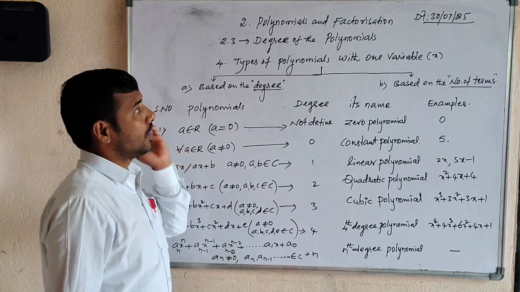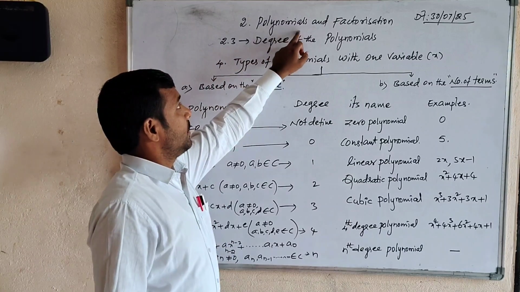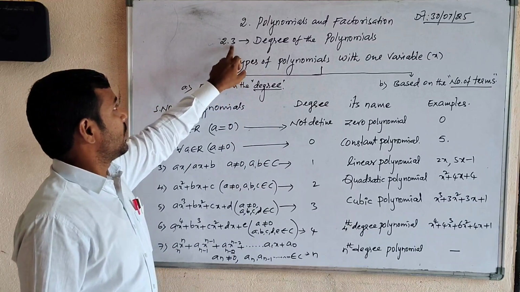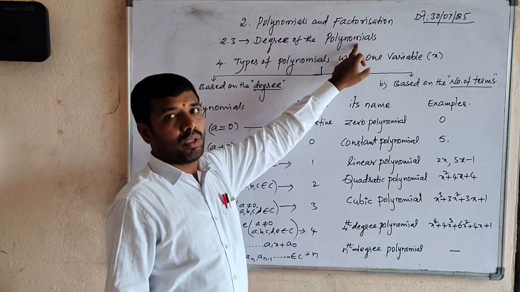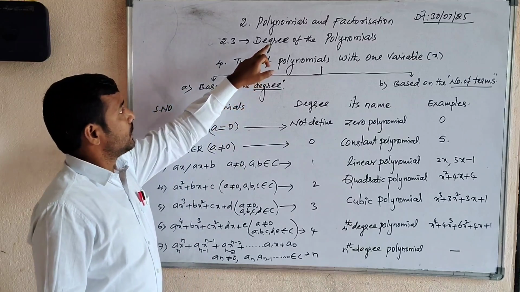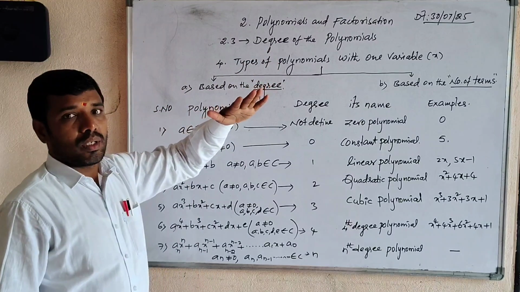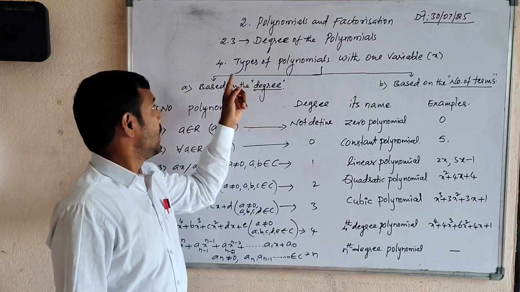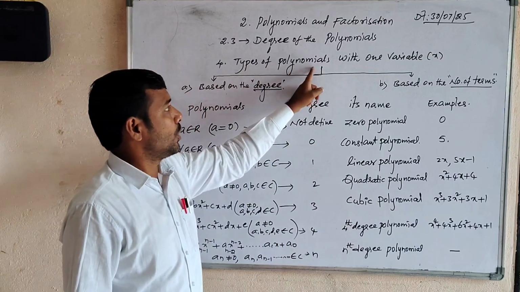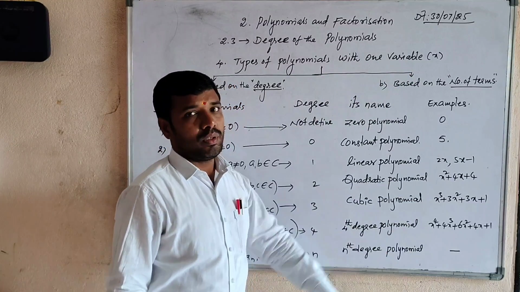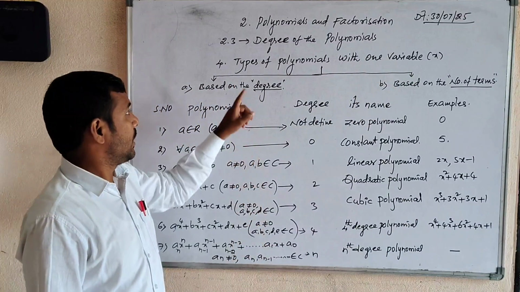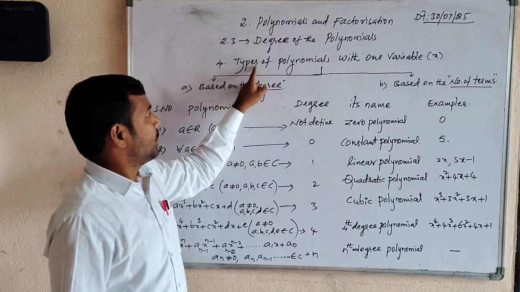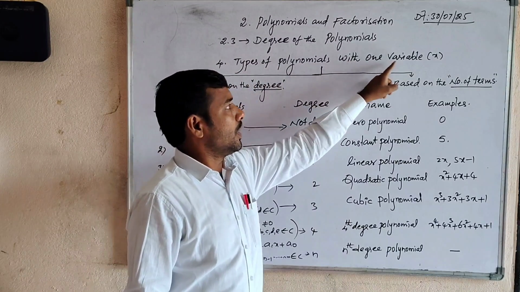Good morning, students. 9th class, second chapter name is polynomials and factorization. In that subtopic third, that is the degree of the polynomials, we plan to discuss 6 points. Among that, the fourth point is the types of polynomials with one variable. Once again I am reading the title, which is the fourth point, that is types of polynomials with one variable.